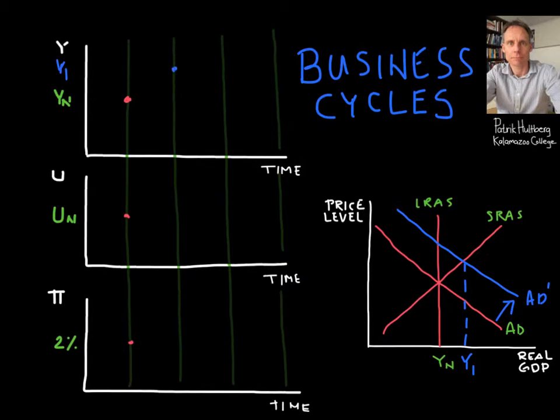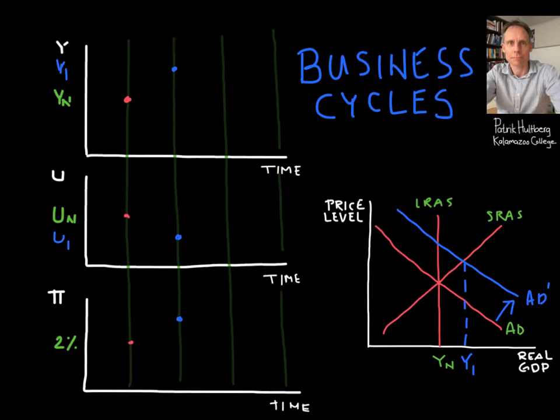Of course, in order to produce more goods and services, firms will have to hire more people, which is why we expect that the unemployment rate will be lower. At the same time, all this consumer spending is going to be chasing a limited number of goods and services, and therefore we expect there to be a shortage and an increase in prices. So inflation will pick up a little bit. That's what I'm showing right there.